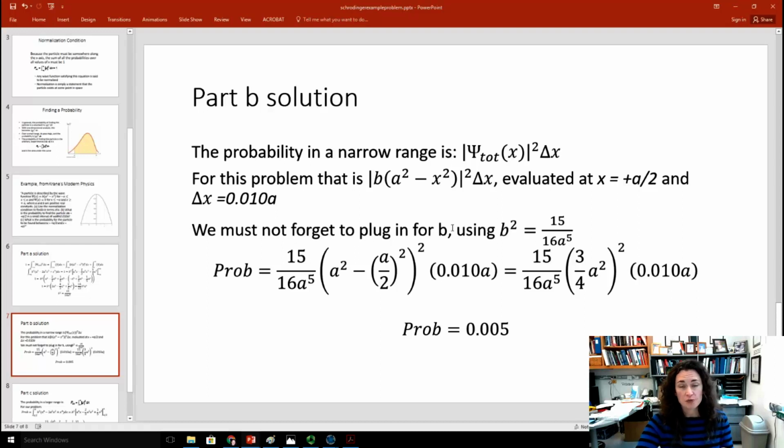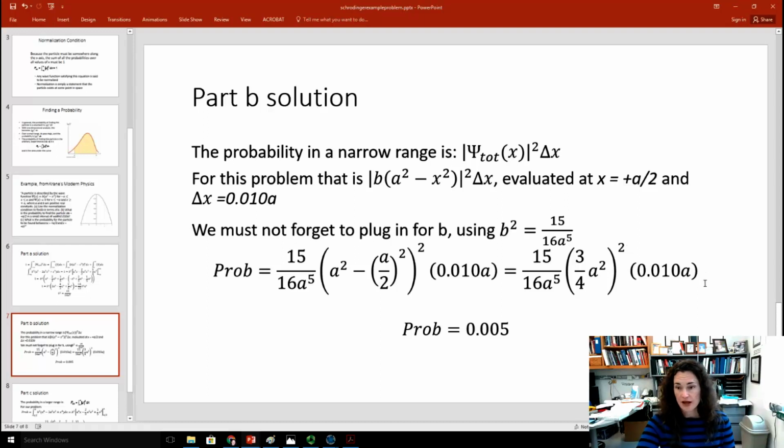Now, we've already solved for b in terms of a in the first part of the problem. So we're going to plug in b squared is equal to 15 over 16 a to the fifth. So when I do that, the probability is equal to 15 over 16 a to the fifth, that's my b squared part, and then times a squared minus x squared, squared, plugging in x is equal to a over 2. So that's a squared minus a over 2 squared, and then I square that, and then times the width, delta x, which is 0.01a.